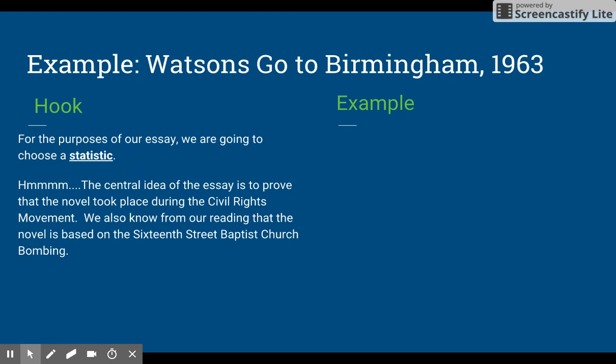So, thinking about The Watsons Go to Birmingham and the fact that we need to use a statistic in our hook, the central idea of this essay is to prove that the novel took place during the Civil Rights Movement. And we also know from our reading that the novel is based on the 16th Street Baptist Church bombing.